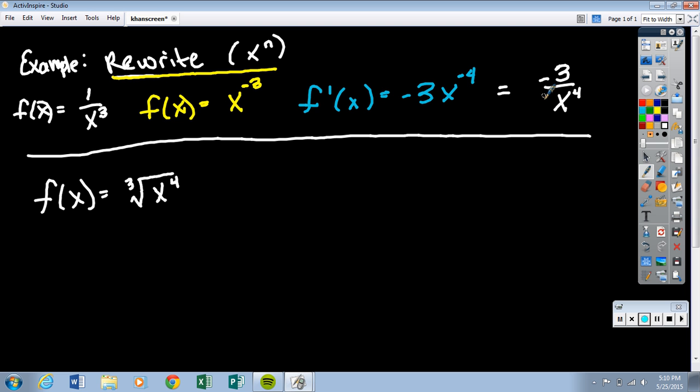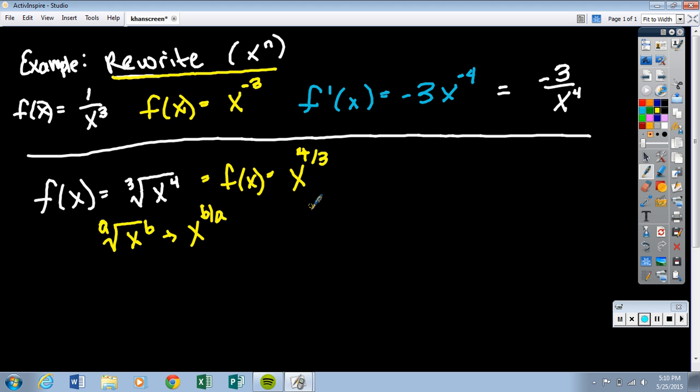We're going to want to rewrite this, and this is another rule from algebra, where if you have a specific root of x to a specific power or a different power, then you can rewrite this as x to the b over a. So I want to keep this rule from algebra in mind, and my rewrite means that this f of x function is actually x to the 4/3 power, if you're using this rule right here. There we go. X to the 4/3 power.